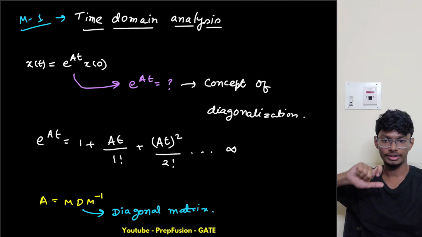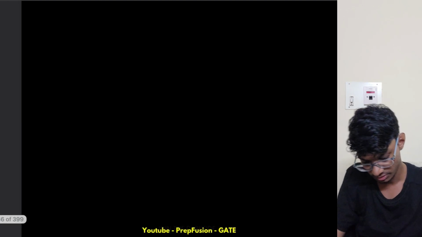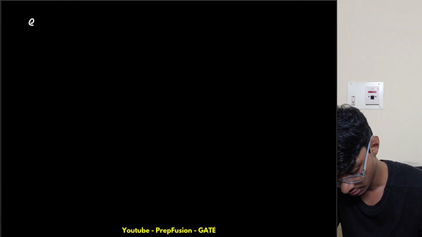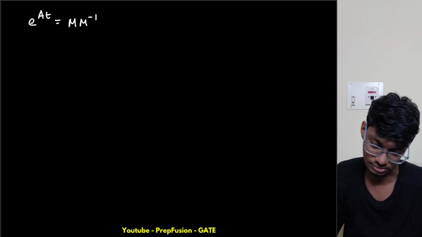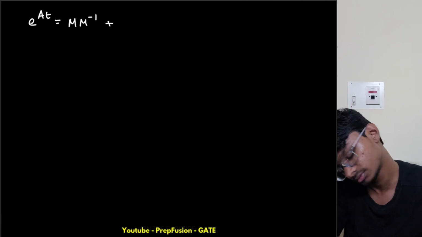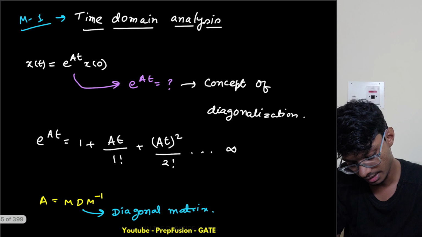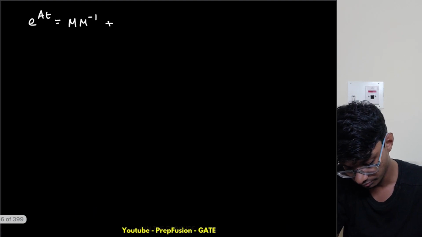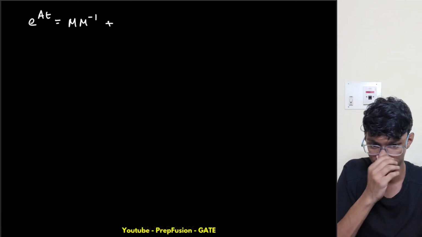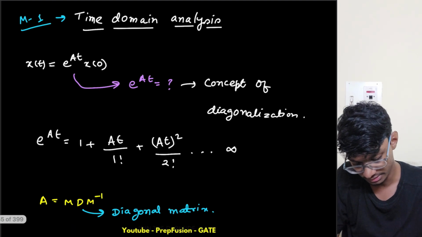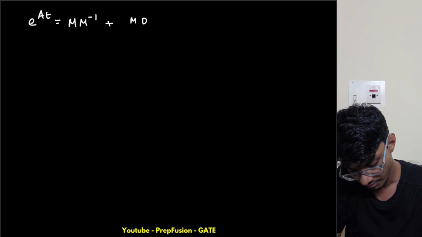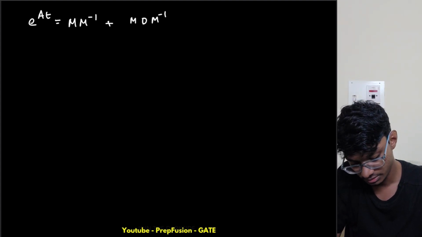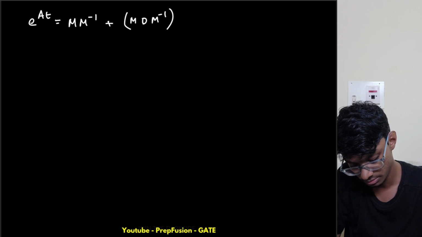So now what can I write e raised to power At as? It is simply equal to M times M inverse plus A times t. The t will stay outside, but I can break down A like this, so it will become M D M inverse times t.